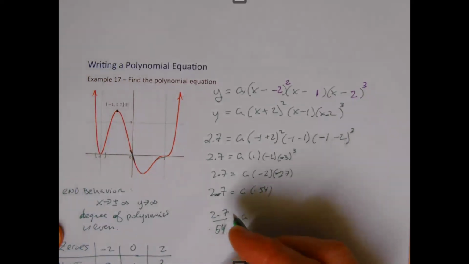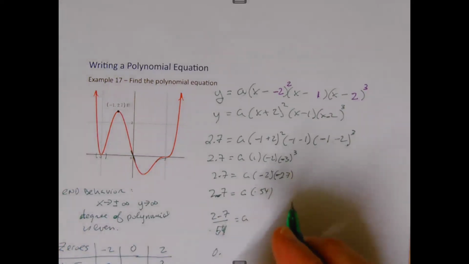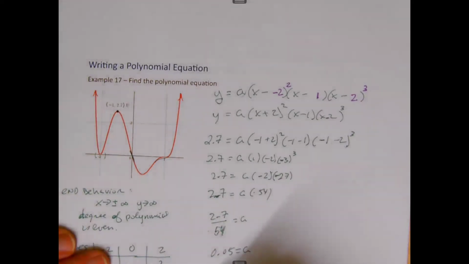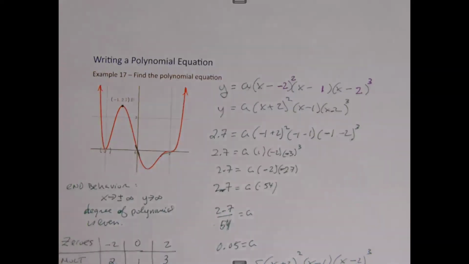So when I'm entering this in my calculator, I'm getting 0.05. So what is my polynomial? It's this: 0.05 times x plus 2 squared, x minus 1 times x minus 2 cubed. And there's my polynomial.